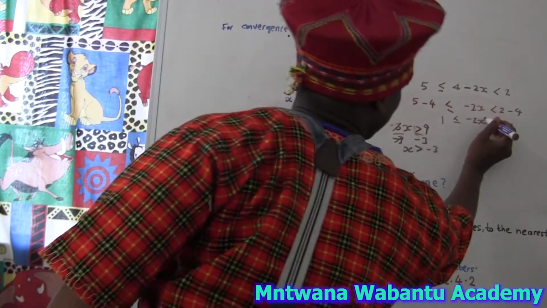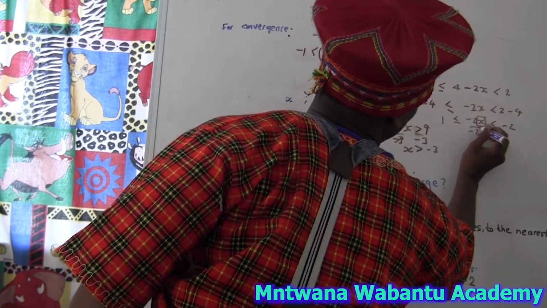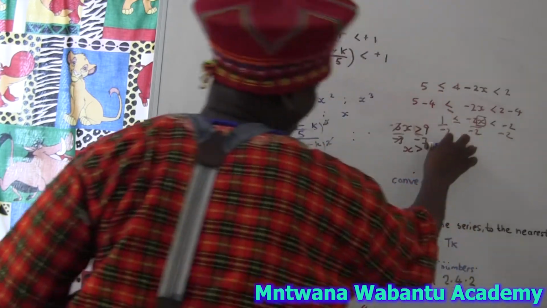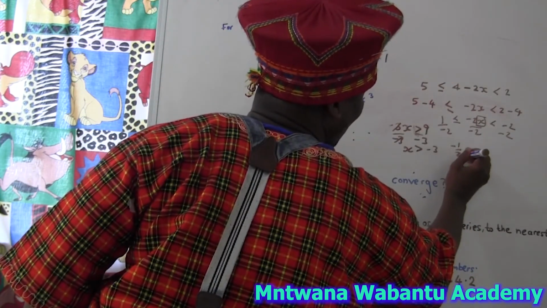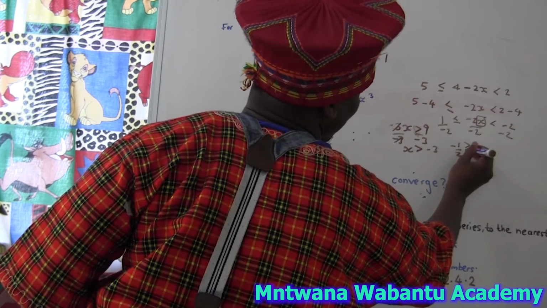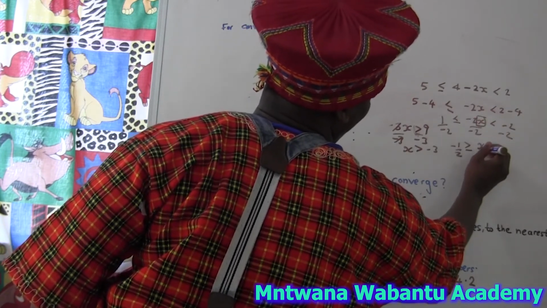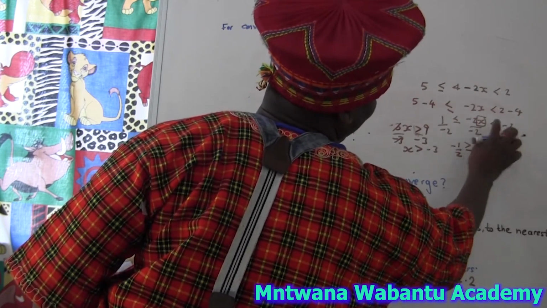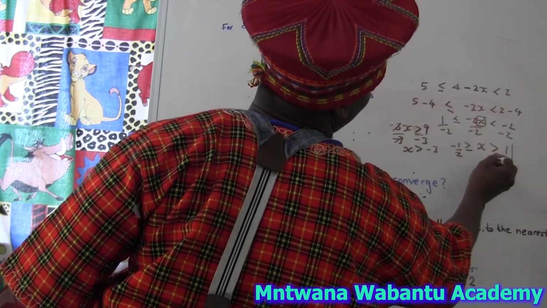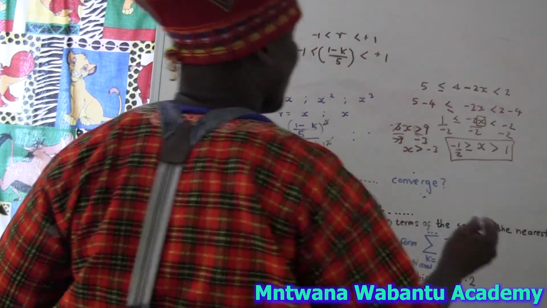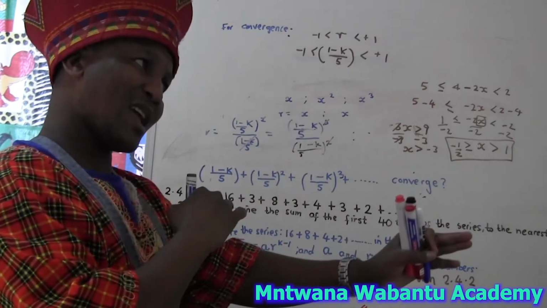So here, since I want to get the value of x, I'll divide by -2 throughout. This gives me -2, but the direction is going to change, it's going to be this way. And here -2, -2, go. Now it gives me +1, but the direction changes. So this is my final answer. Or if I don't want, I can just switch everything.